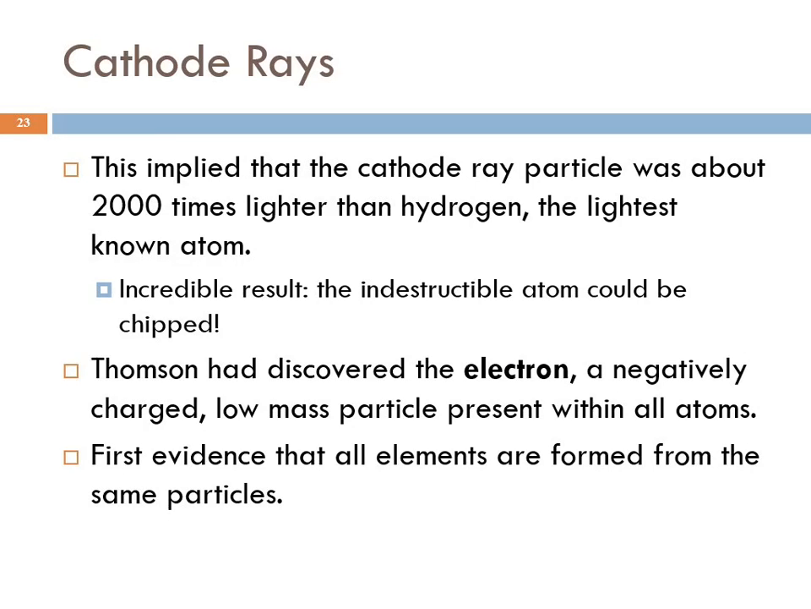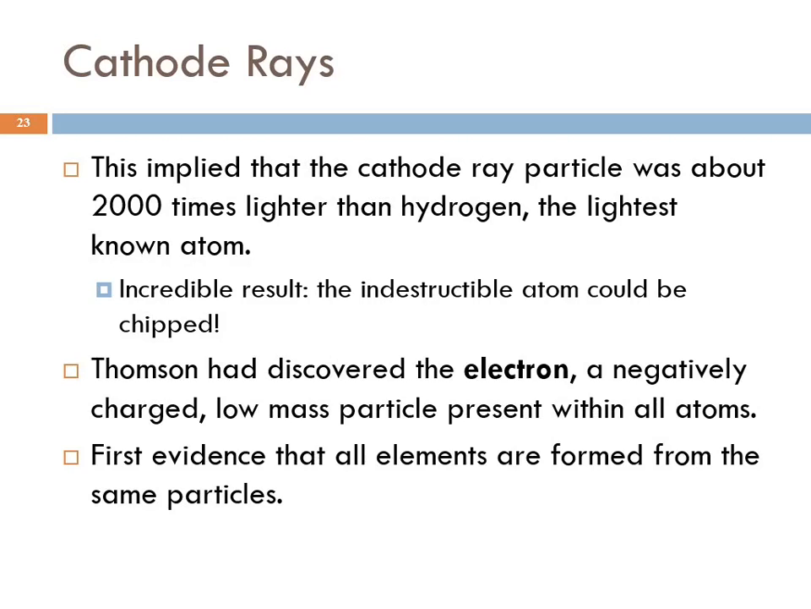This implied that the cathode ray particle was about 2,000 times lighter than hydrogen. Hydrogen, the lightest known atom at the time, and still the lightest known atom. So we've got a particle that's 2,000 times smaller than the smallest atom. This was incredible. There is something smaller than an atom.